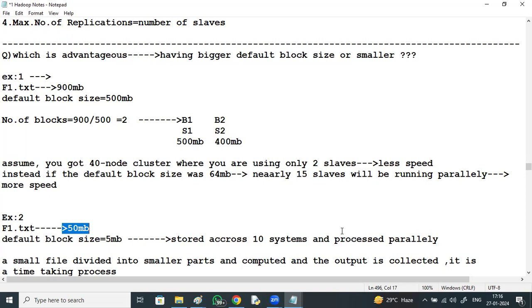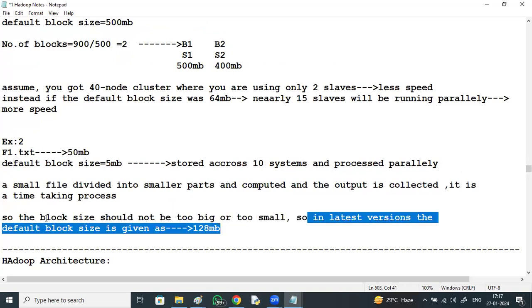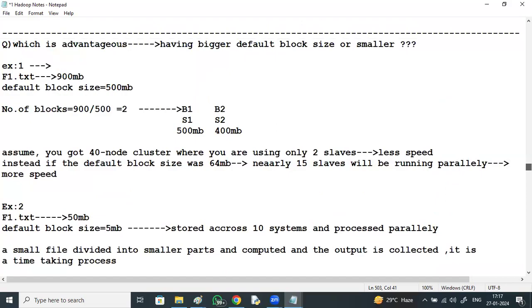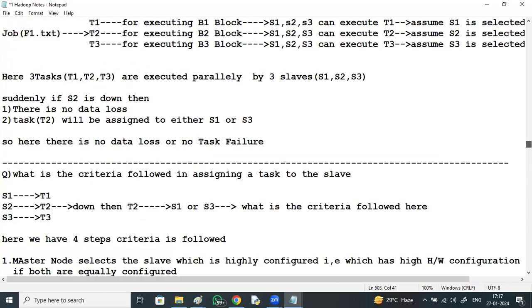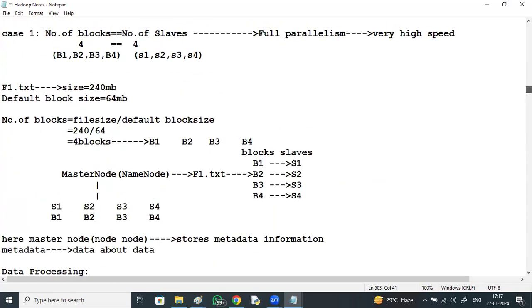If you are keeping 5 MB or 10 MB, understood the drawback here? Yes, sir. The drawback is that the block size should not be too big or too small. So in the latest versions, the default block size is 128 MB. You can keep your own block size as per the requirement, but too big is not recommended, too small is not recommended.